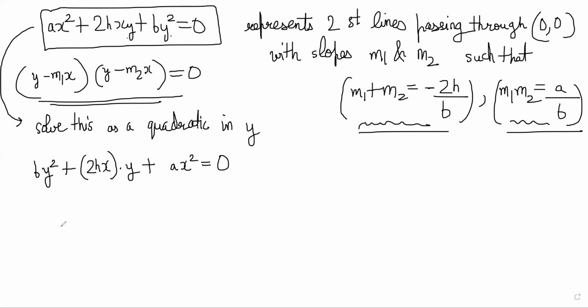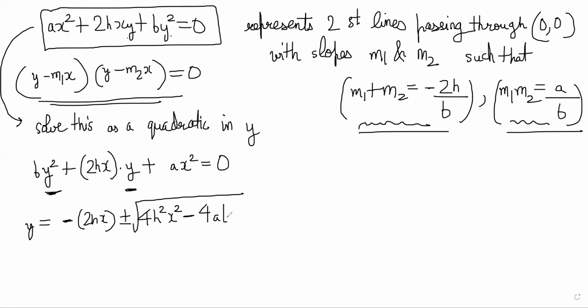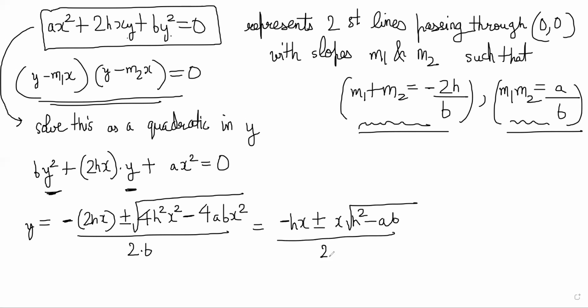By the quadratic formula for y, thinking of y as the variable and everything else as coefficients, you can say y should be equal to minus 2hx plus minus root over 4h square x square minus 4abx square, by 2 into b. Here 2 will cancel throughout, x will come out from x square, and you will get minus hx plus minus x into root over h square minus ab, by b, since 2 cancels.